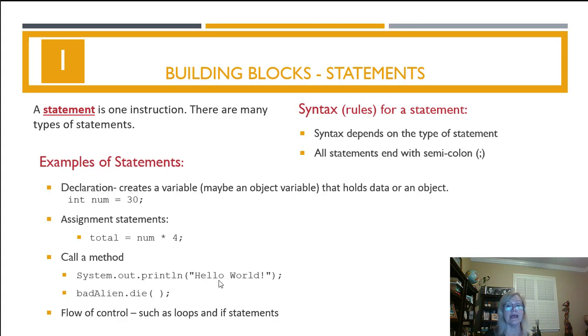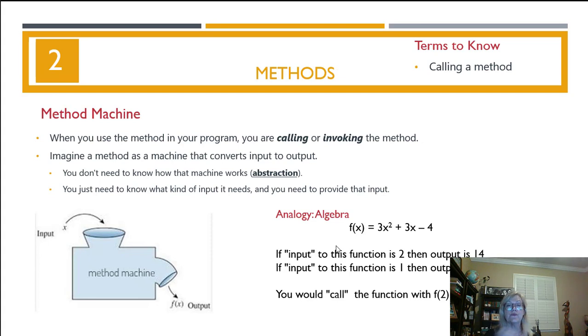You will call a method, and you called a method last week. You called a method from our Java library, and it was called the print line method, and it had an argument of a string. And here is a method for a bad alien object that I'll talk about next week. And that alien, we shot it and it's going to die. So that's the action that alien is going to do. It's going to die. And then we also have flow of control, loops, if statements, which we will be getting to throughout the semester.